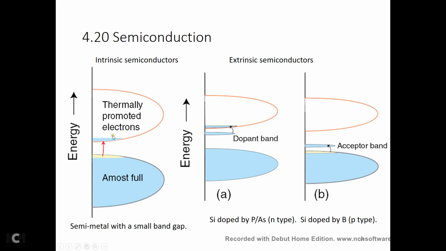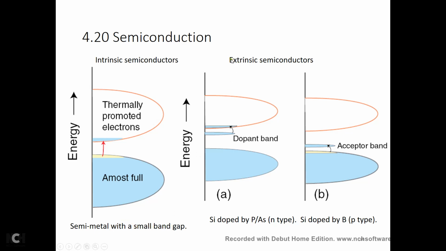And now we have free electrons in the conduction band, and we have holes that can move freely in the valence band. And that's why semiconductors can have fairly decent conductivity at higher temperatures. They are also called semi-metals because they have a fairly small band gap.